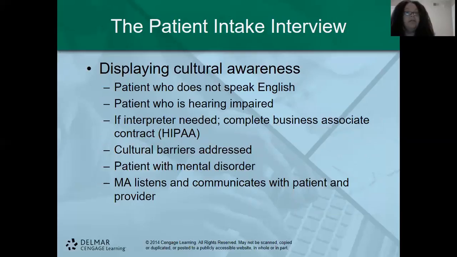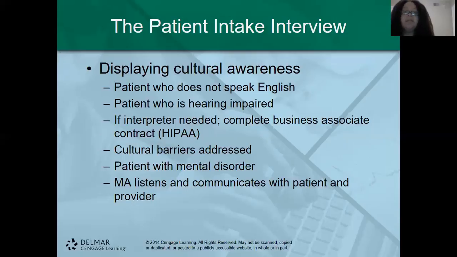Okay. Also displaying cultural awareness. So what if the patient doesn't speak English? What if the patient has a severe learning disability? What if the patient is an elderly patient that is hearing impaired? Or what if they're just a kid or someone our age that's hearing impaired? How do we maintain professionalism and how can we obtain a good history with people of different backgrounds from us? That's where cultural awareness comes from.